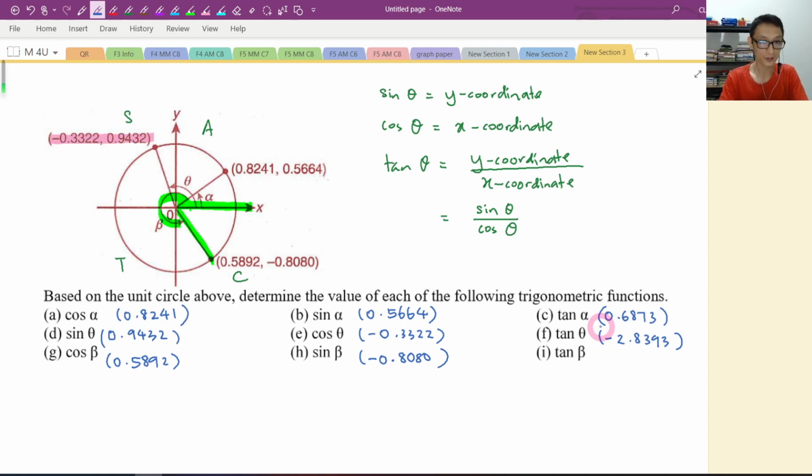So negative 0.8080 divided by 0.5892. Okay, you should be able to get this, negative 1.3714.